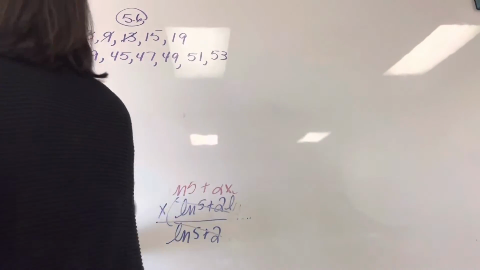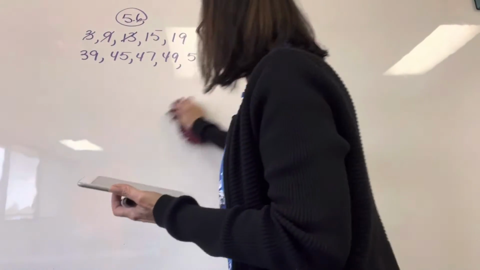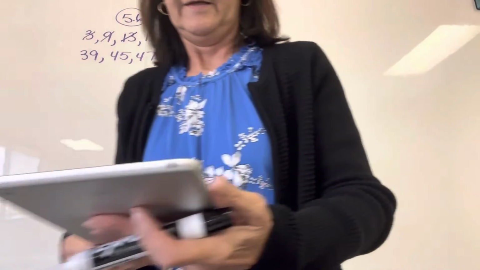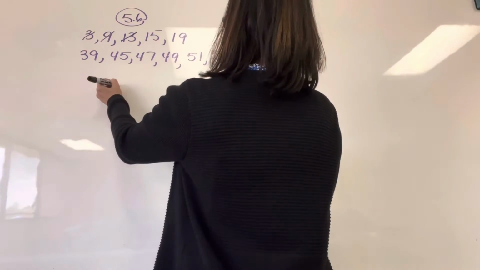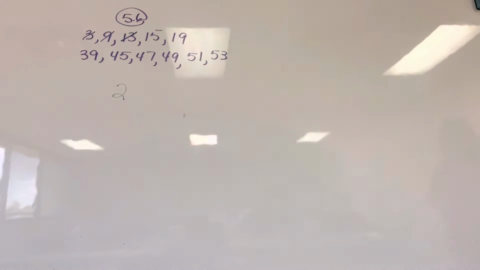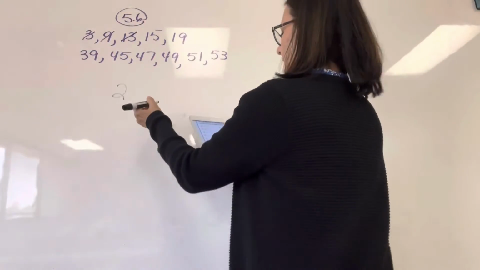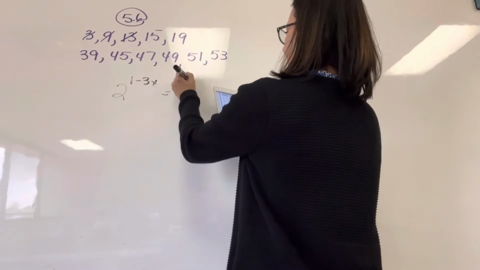All right, number 15. This is good review. Okay, guys, I'm not going to work this one. We'll just start it. It's the exact same type of problem. Number 15. 2 to the 1 minus 3x equals 3 to the x plus 1.